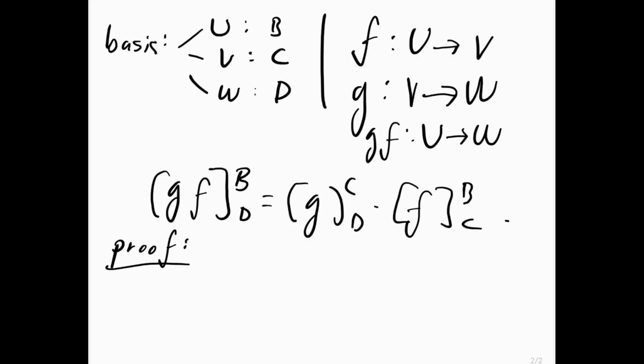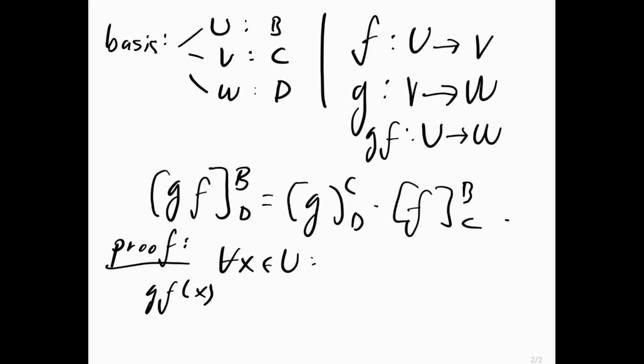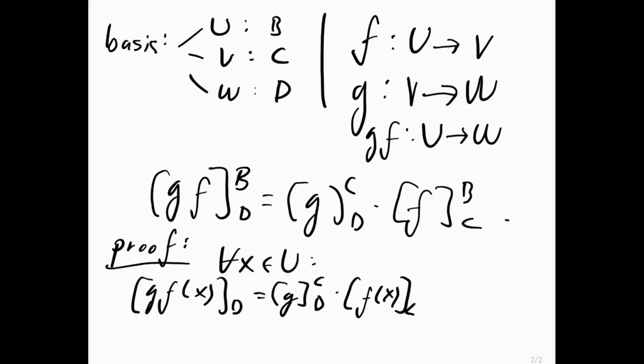Well, it's quite straightforward. All we need is just to expand directly. We know that for any x, using another theorem, it applies that GF of x, this whole thing, with respect to D, should actually be equal to the matrix of G with respect to C and D times the image of x under F with respect to C.